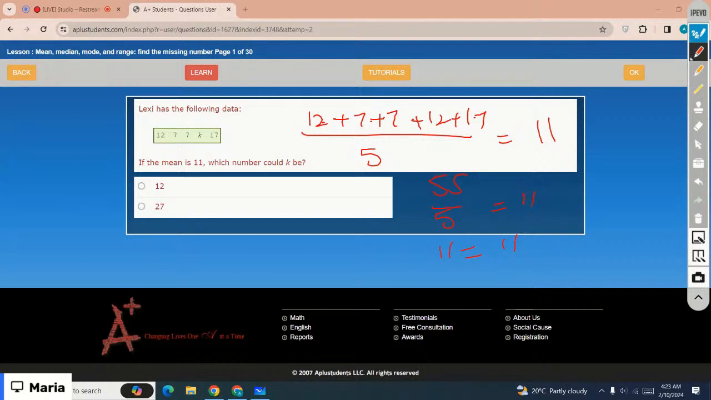That means K is 12, right? If for 12 you don't get the mean 11, you need to replace the K with 27 and do the same thing. So the K equals 12.